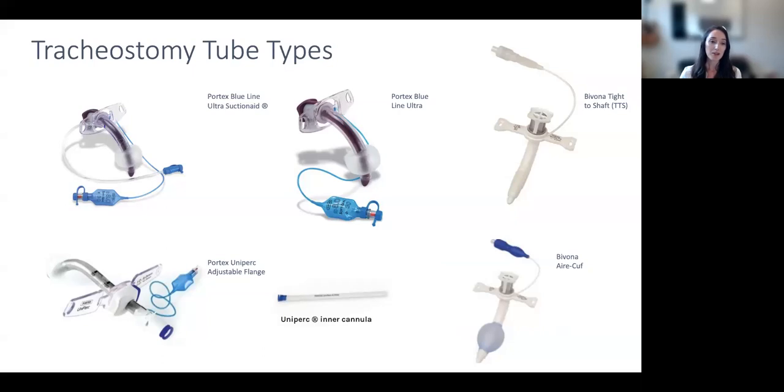Another tube to be aware of is the Portex Uniperk Adjustable Flange tube, which is used for people that have large neck anatomy, whether it be due to obesity or goiter, and gives additional length to secure an airway. The inner cannulas are tubes that fit directly within the shaft of the tracheostomy tube and provide an option for managing potential tube blockages. It's much easier in the sense that we can simply remove the inner cannula and replace it with a clean one.